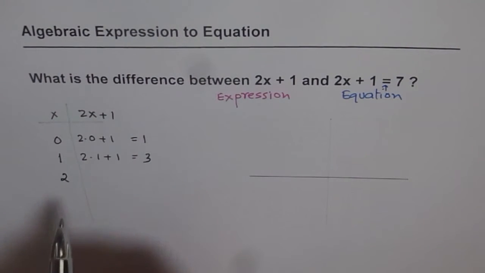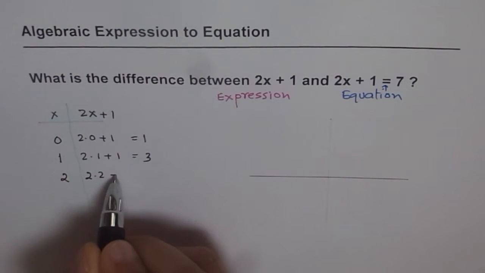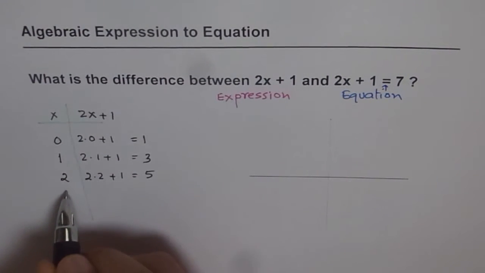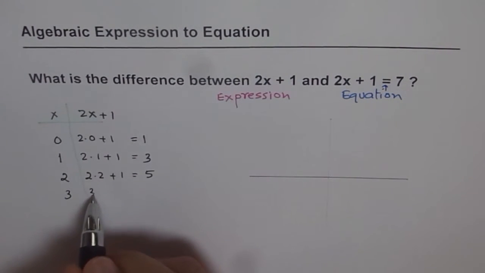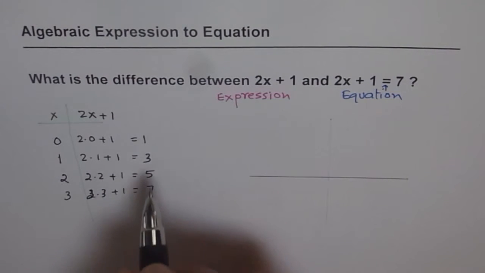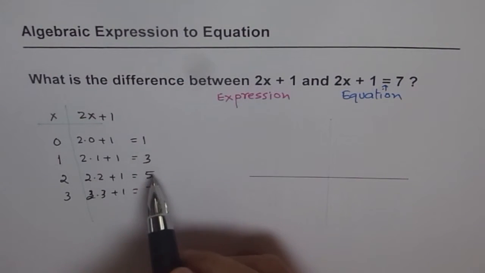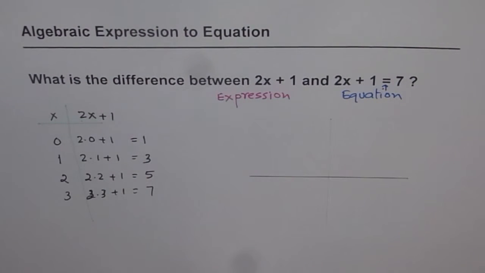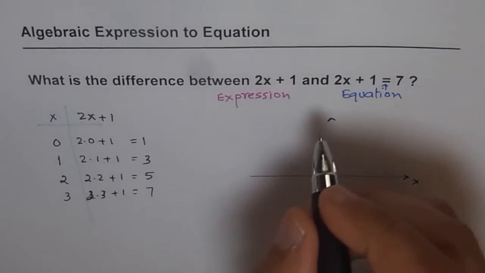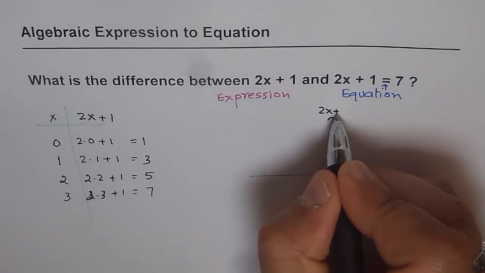Then if I write x as 2, I get 2 times 2 plus 1. 2 times 2 is 4, 4 plus 1 is 5. Now if I write 3, I should write 2 times 3 plus 1, 6 plus 1, 7. As you can see from the pattern, it goes up by 2 each time, and starts with 1. So let me write x values here and 2x plus 1 on this axis.